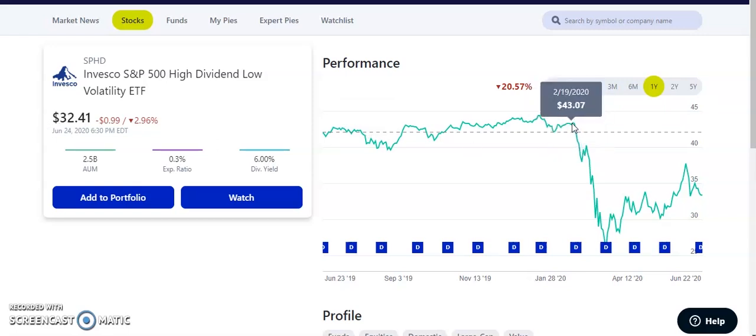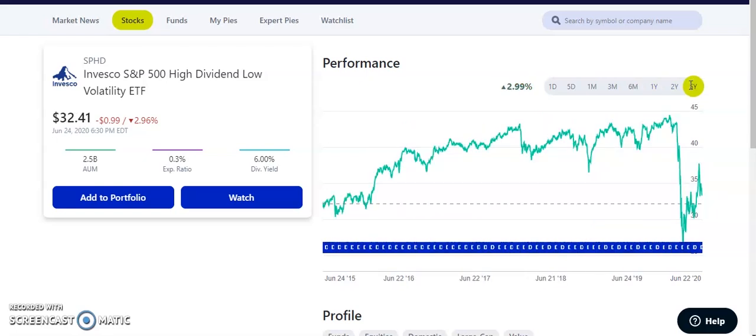It was trading at around $43 here, crashed back down all the way to 25. I did buy a bunch in this area right here, like every week, every month I was buying, and we had a high here about $37, but it's pulled back down a little bit to about $32. But in the long run, I have no worries with this one. I believe that it's going to come back up.